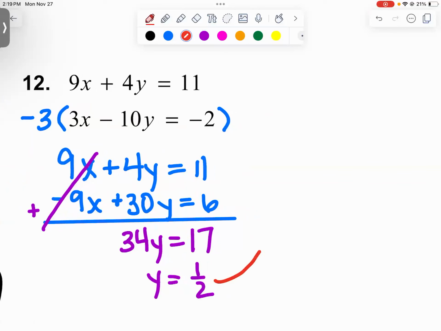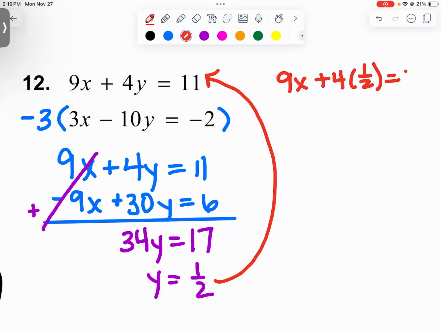Then we're gonna take 1/2 up here, 9x plus 4 times 1/2 equals 11. So 9x equals 9, x equals 1.